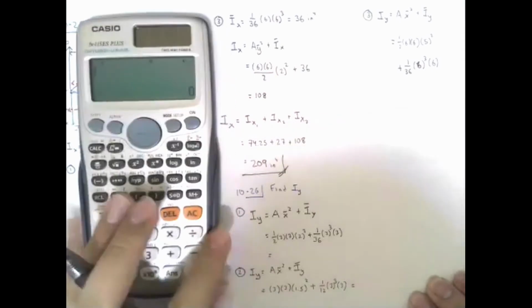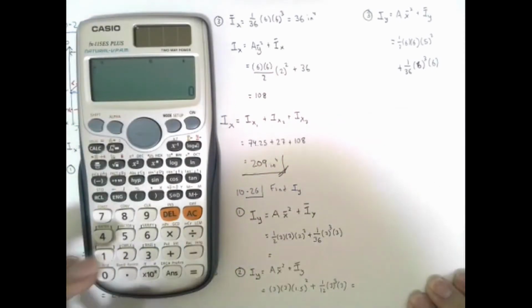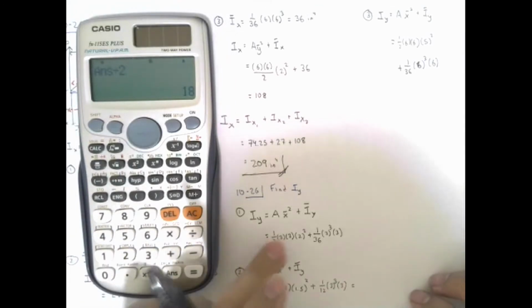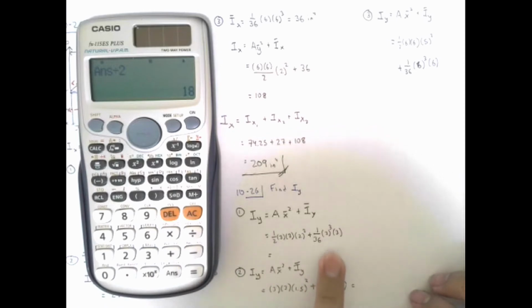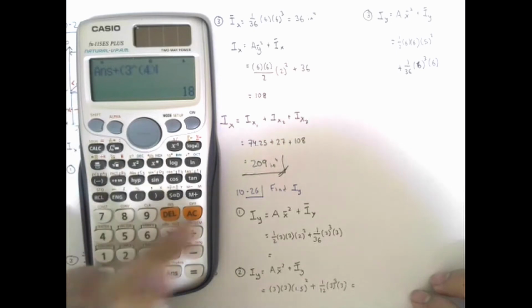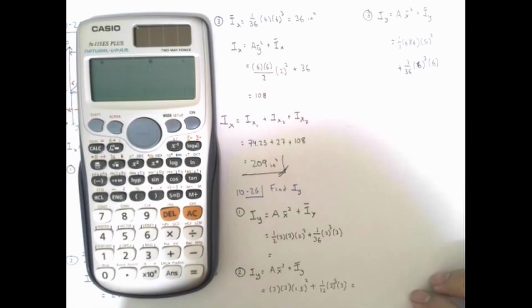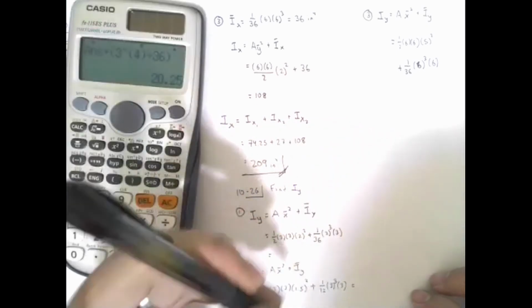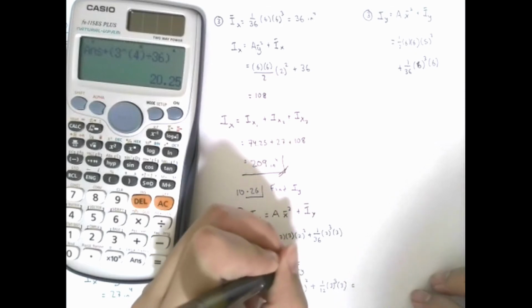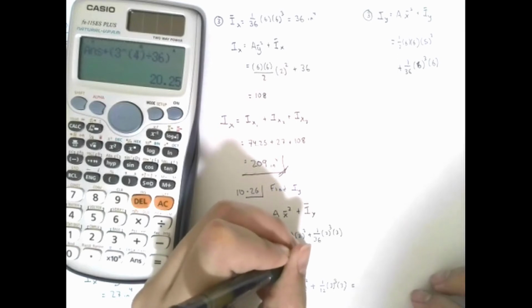We get that for our first triangle, we have 1/2 times 3 times 3 times 2 to the power of 2 plus 1 over 36 times 3 to the power of 4. I get 20.25 for the first triangle. And if you have a different number, feel free to correct me.